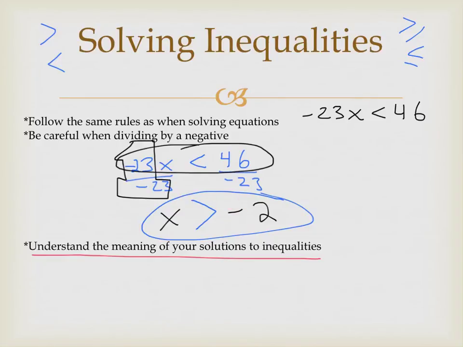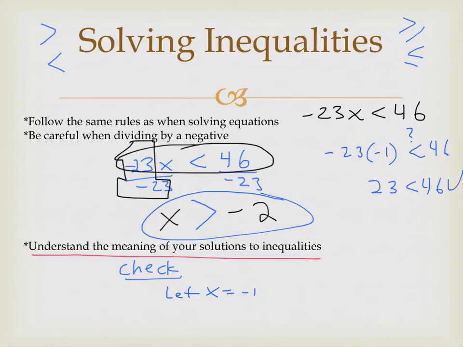If you make a statement like x is greater than negative 2, you're saying any number bigger than negative 2. So negative 1.9 or 0 or 100, any of those numbers would make the original statement true. So let's actually check. Let's check a number close to negative 2 but slightly greater, or slightly less negative. Let x equal negative 1. If we plug a negative 1 in here in place of x, are we less than 46? Well, negative 23 times negative 1 makes 23. Is that less than 46? Yes, it is. That checks.